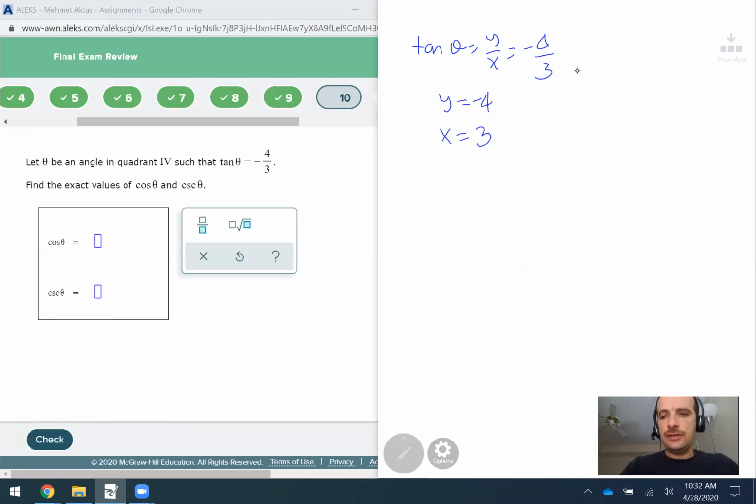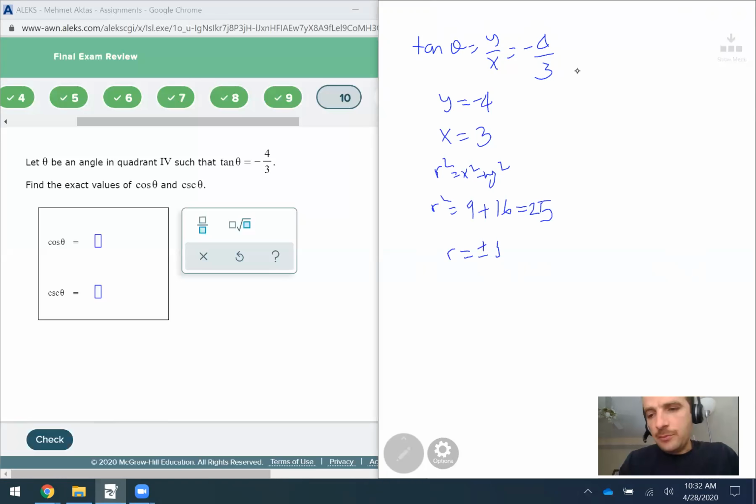And again, we are going to use the Pythagorean theorem for r. So r squared is x squared plus y squared. R squared is 3 squared is 9 plus negative 4 squared is 16, which is 25. So r is plus or minus 5, but radius is always positive, so r is 5. Cool. Similarly, what is cosine? Cosine is x over r. So cosine theta is x over r, 3 over 5. We got it.